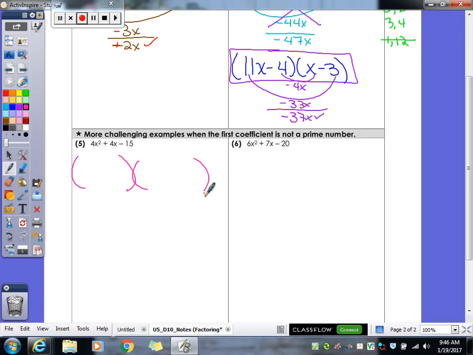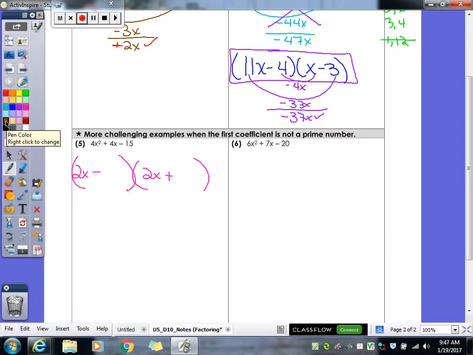Number 5, we'll set up our parentheses. Signs are going to be same or different? Different. Now this one's tricky because 4x squared, we've got two choices. You got 4x and 1x or 2x and 2x. All right. I got a few people telling me 2x and 2x. There's only one right answer. So if it doesn't work out, then you want to try the 4x and the 1x.